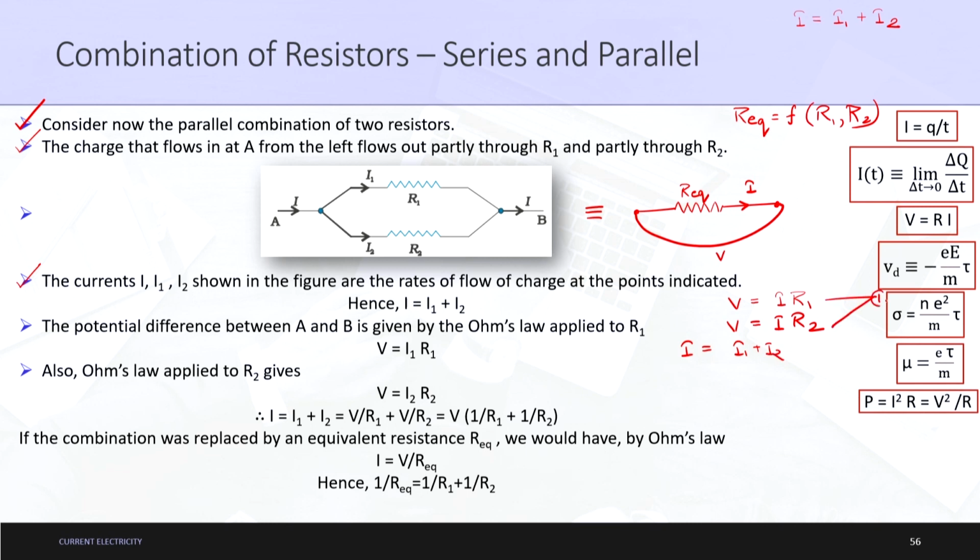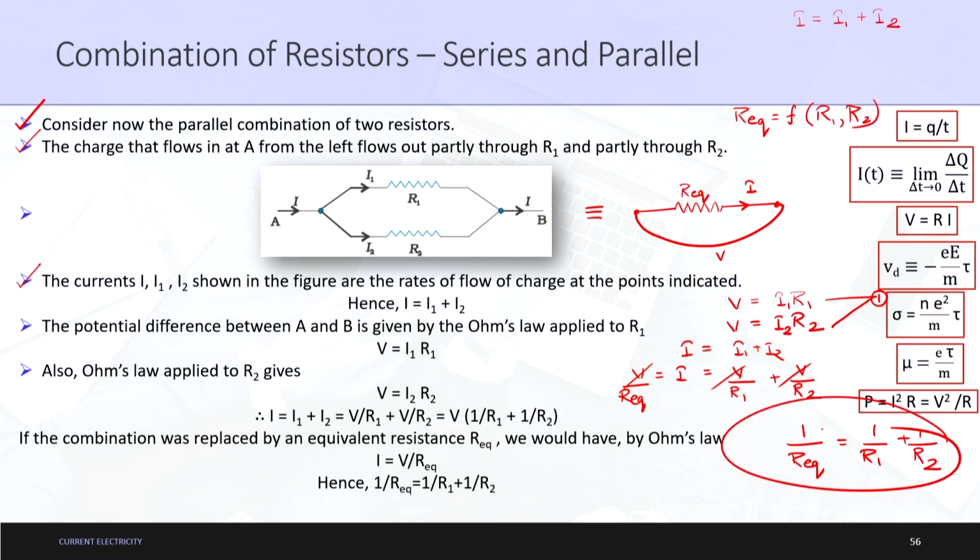So using these, I is equal to I1 plus I2. Now I1 will be V by R1, and similarly I2 will be V by R2. We know that the current I can be obtained as capital V by R equivalent. Now cancelling capital V from both sides, we get 1 by R equivalent is equal to 1 by R1 plus 1 by R2, and this is the final formulation for parallel resistors.